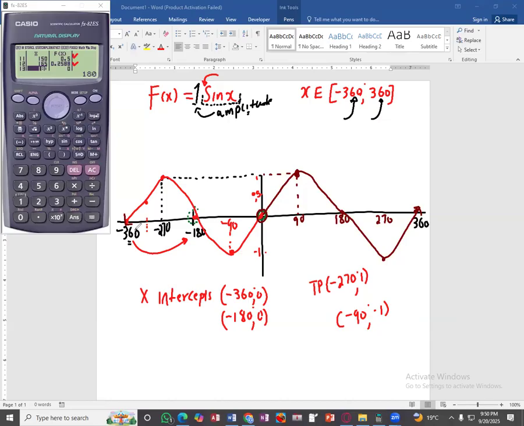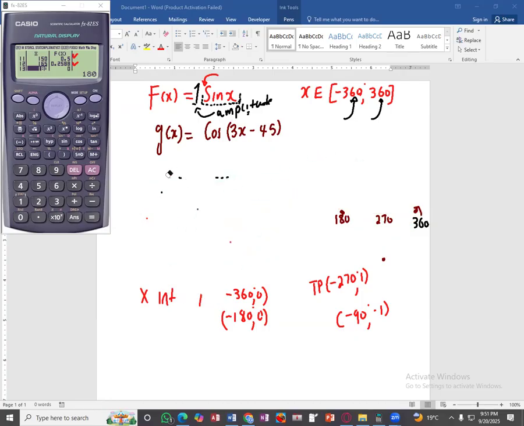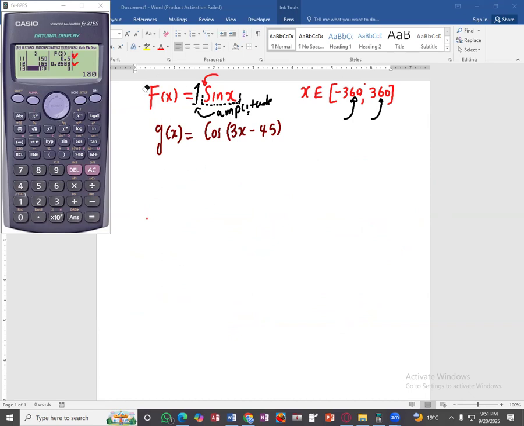Now let me bring a bit more complex graph. Let's say they want us to sketch the graph of cos, let's call it g of x. They want us to sketch the graph of cos 3x minus 45. Let me erase everything. This is where now you will see the importance of using my step of 15.